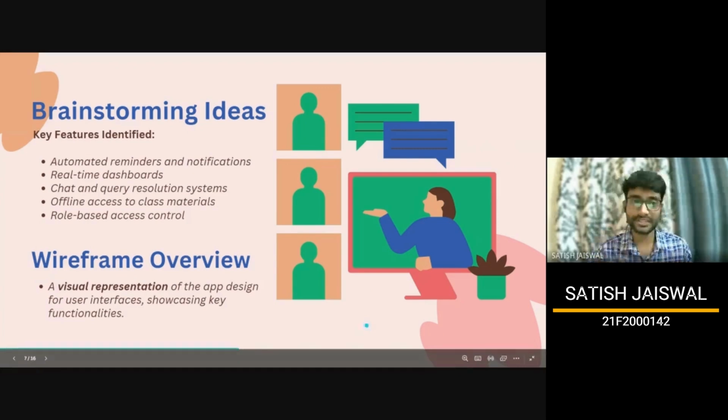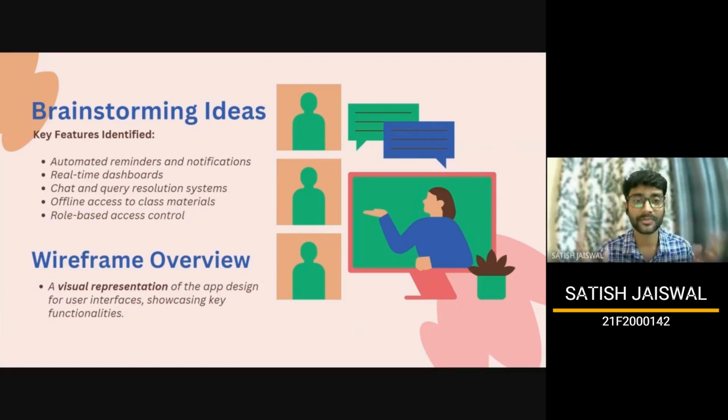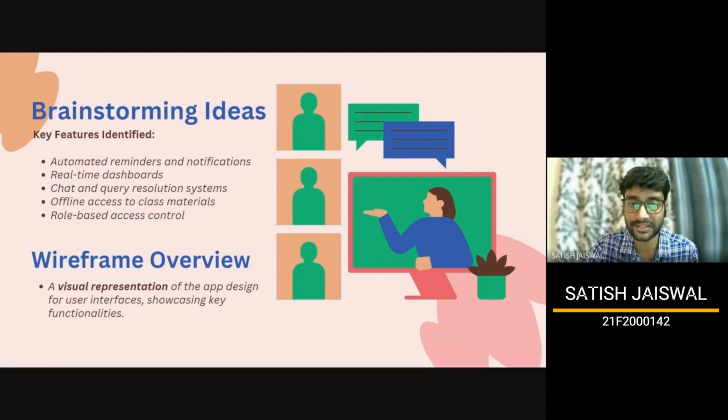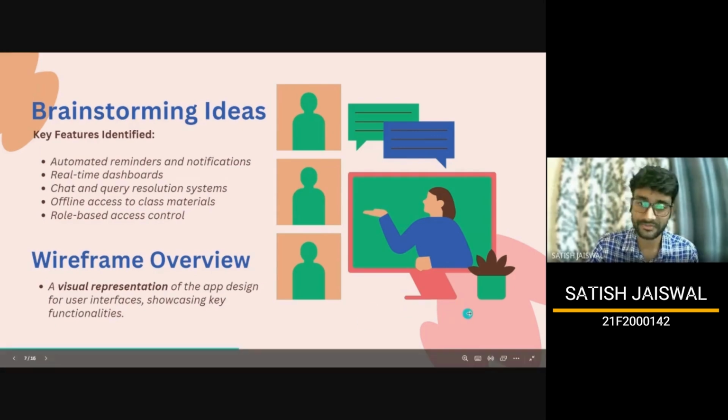And after all these things, we can have a visual representation of the app. We can create the prototype, like we have already discussed in the design thinking approach, for the user interfaces, showing the key functionalities, so that we can get the user experience and the user feedback based on that, and can also improve what can be done.